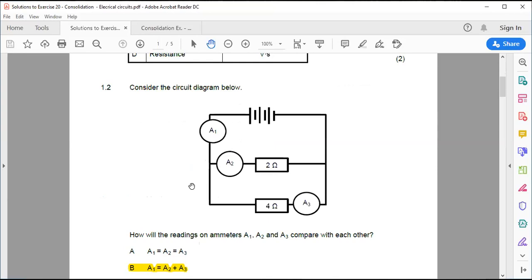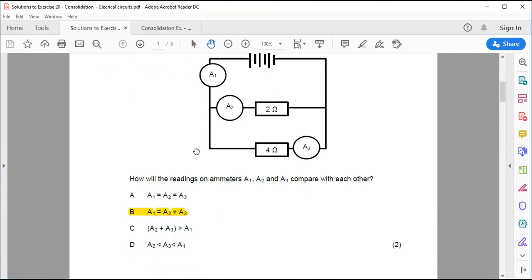We go to 1.2. Consider the circuit diagram below. You're given A1, which measures the total current coming from the battery. When it gets here, it splits into two, A2 and A3. Looking at the resistance, the one with the smaller resistance gets more current. So A2 is greater than A3. Why? Because the smaller the resistance, the more current flows. So A2 is bigger, A3 is less. But A2 plus A3 gives me A1.